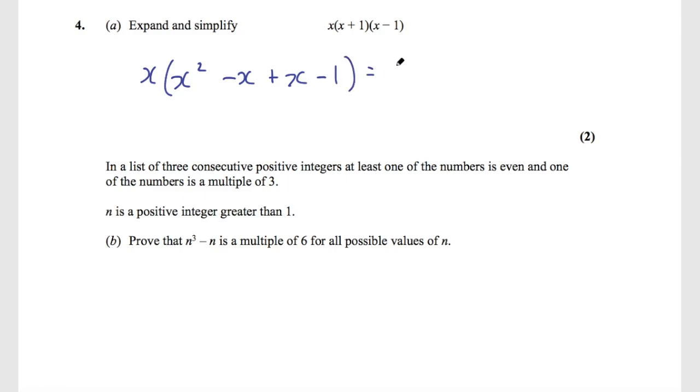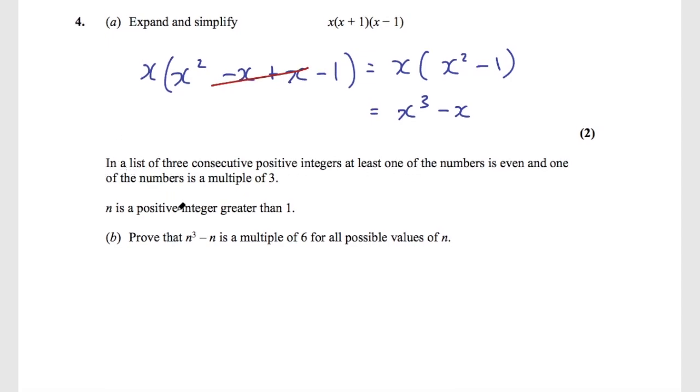And then that's going to be x times x squared minus 1. The minus x and plus x cancel out, and we're left with minus 1. And then if we expand those, that's going to be x cubed minus x. So that's for 2 marks.